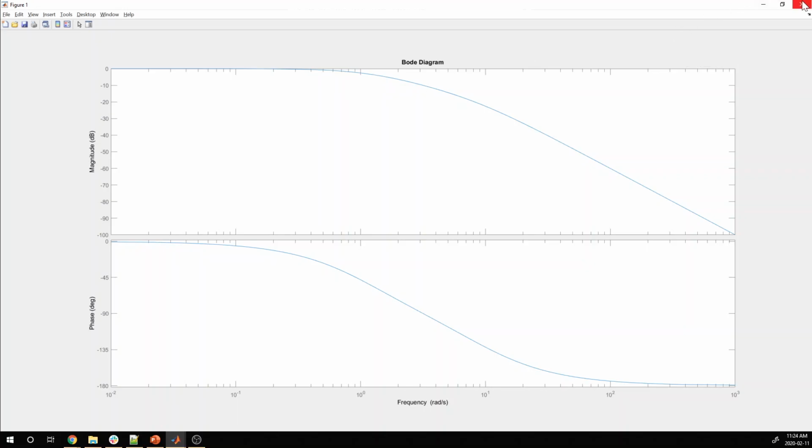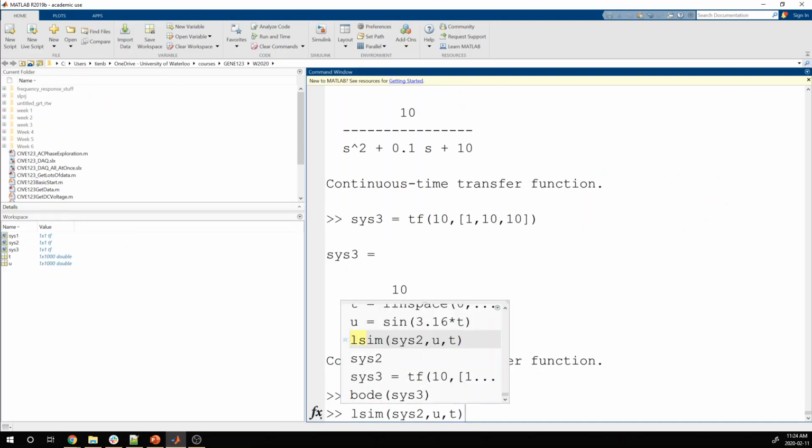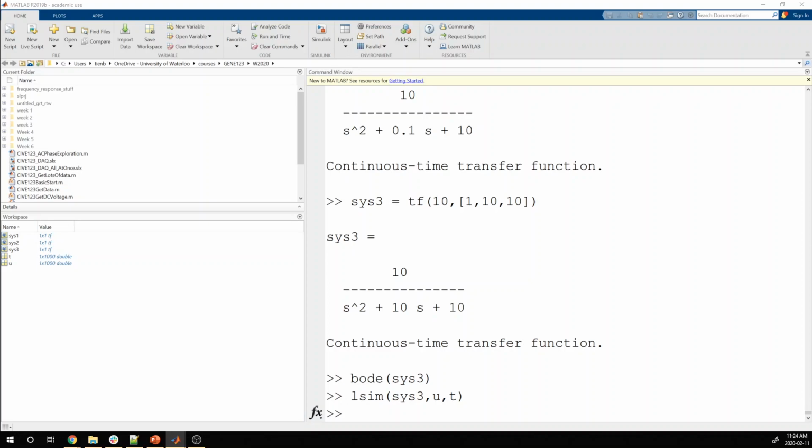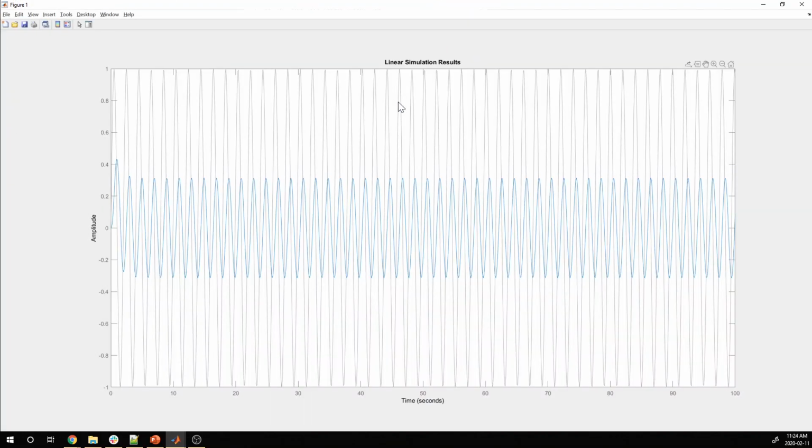If I look at LSIM for this one, and I look only at system number 3, what you'll notice is precisely what we would expect. We have almost first order like behavior. It looks very, very similar to that first order system we had. We have an input sinusoid, which is gray, and an output sinusoid, which has a magnitude strictly less than the input. So the Bode diagram was able to tell us where that happened.